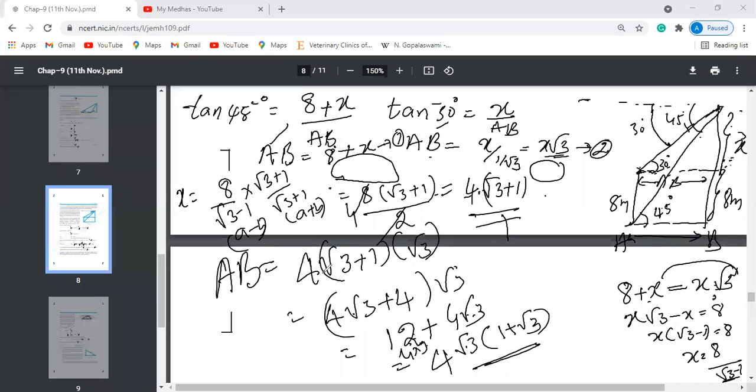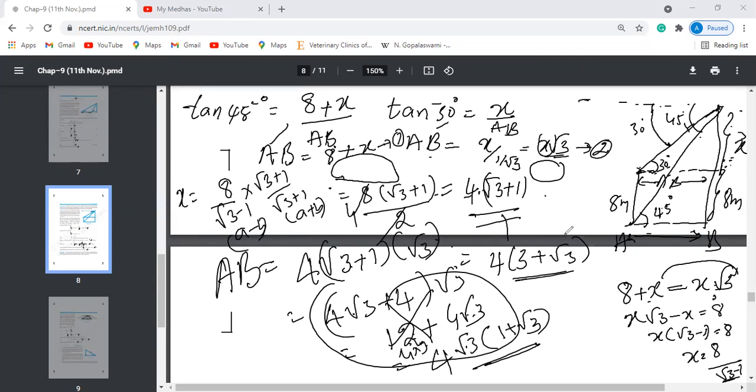Next, AB. This is the distance between two. Okay, so how to do it? We can just substitute it here in x. Okay, so you have got the value of x as 4 root 3 plus 1, correct? So 4 root 3 plus 1 into root 3. Now carefully do one thing. If you feel this is difficult, what you can do is you can multiply this root 3 inside. 4 into root 3 is 3 plus root 3. You can complete here. So this is the distance between the two buildings.